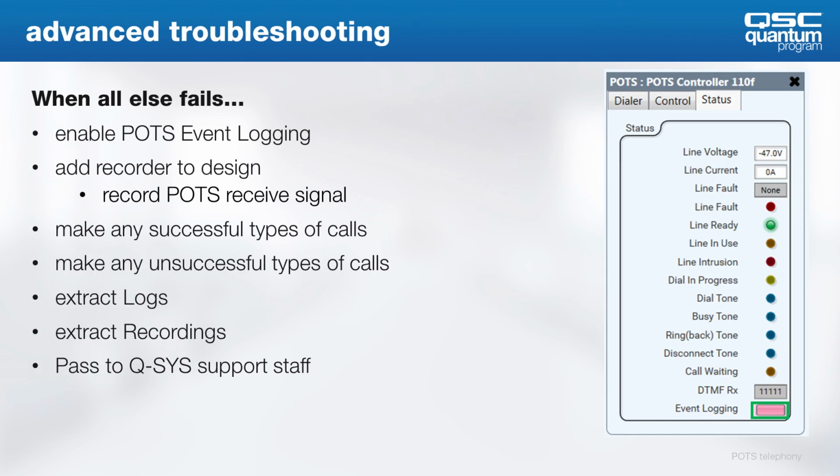Let's say you're having a problem with Q-SYS telephony and you see what seems to be good levels and signaling in general. For cases like this, we'd recommend taking a few steps and gathering some information for the Q-SYS support team. Number 1, enable the POTS event logging, and then add recorders and record the POTS receive signal. Then, make any successful or unsuccessful types of calls. Then, extract the Q-SYS log archive from the Core Manager and the recorded audio files. This data and a good explanation of the problem can help your Q-SYS support team resolve the issues as quickly as possible.